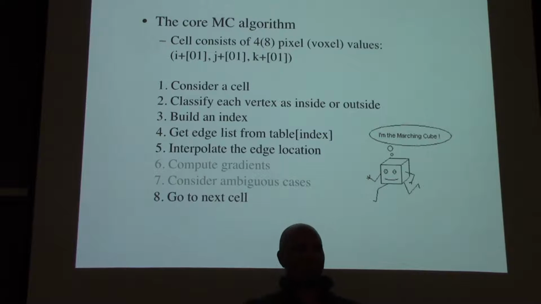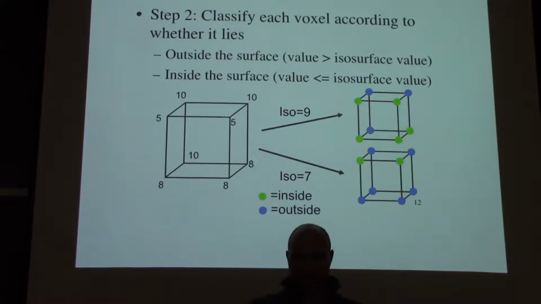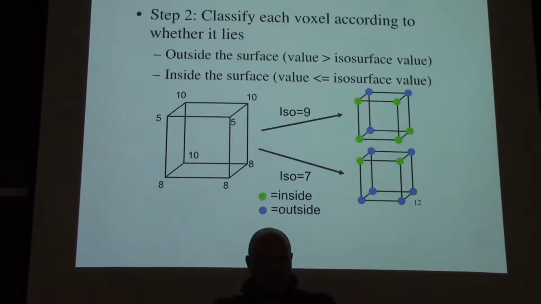So you're basically doing this for every cell that has an isosurface in it. And this is what your voxel looks like to begin with: just the 8 vertices of the cell, 6 faces. So the first thing you do is the inside-outside test. If you have iso value 9, then 10 is going to be outside of it.